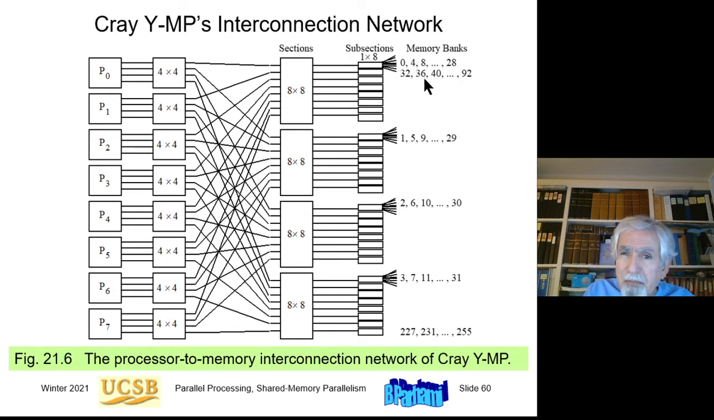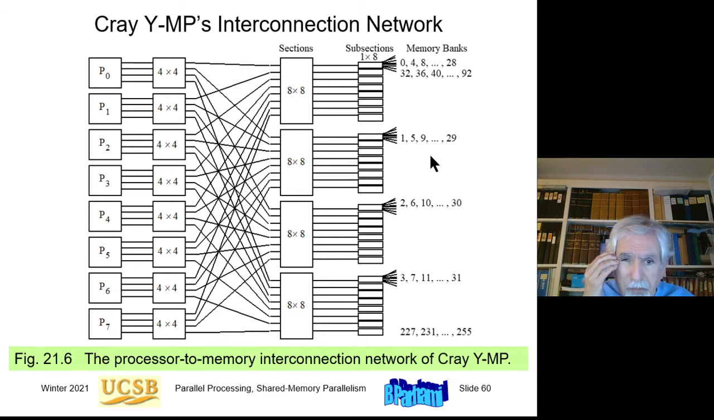So if you access memory banks 0, 1, 2, 3, you can access them simultaneously because the path to them goes through different switches in this network. Okay, so this numbering is designed to allow simultaneous accesses to consecutively numbered memory banks. Okay, so why they decided to implement this in this way is not clear to us at this point.